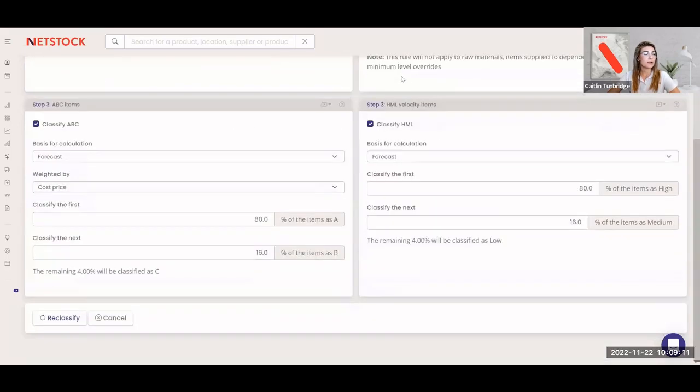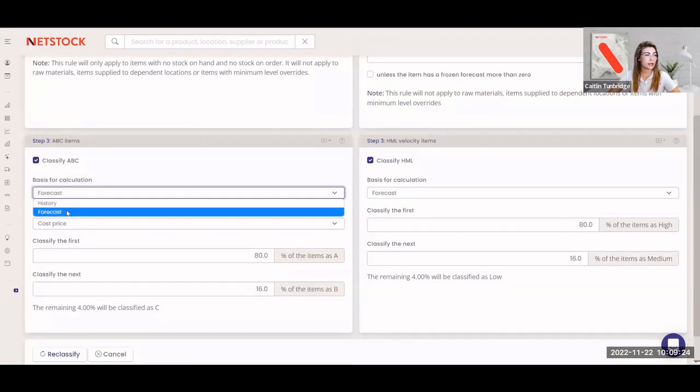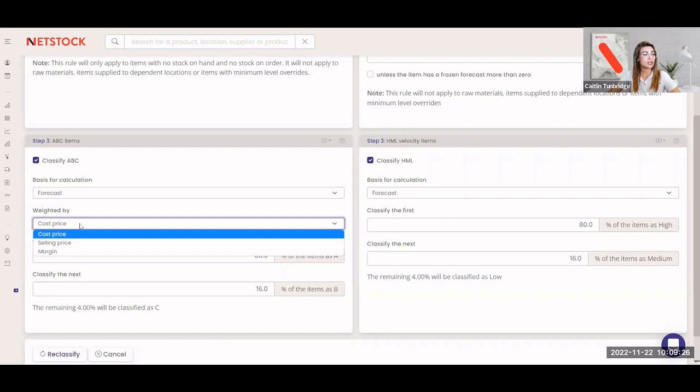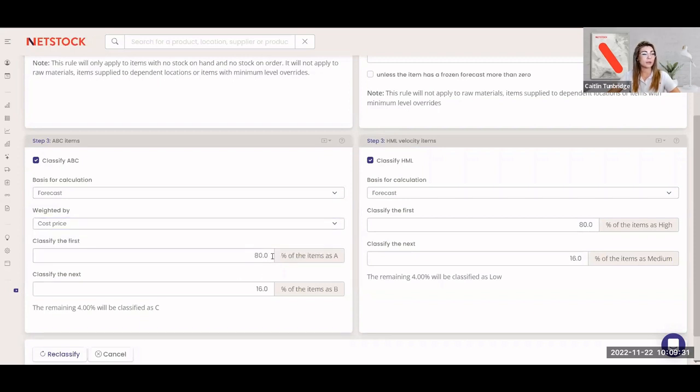We only place orders for them if we get a firm customer order against that product. The rest of the products going into stocked will then be classified automatically by Netstock based upon two different Paretos. The first Pareto is an ABC, and that can be based on either historical sales or future forecast. And then you can choose to weight it by cost price, selling price, or margin, and you're able to put in whatever percentages you like. So as it stands, if the item contributes to the top 80% of my turnover at cost price, it gets an A ranking, the next 16% a B, and the bottom 4% a C.